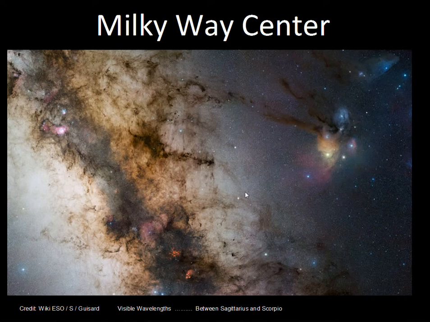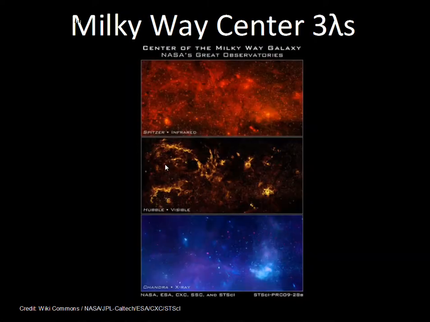In visible light, here's a photograph showing this region, between the constellation of Sagittarius and the constellation of Scorpius over here. Lots of dust in evidence here. We're looking in the plane of the Milky Way galaxy, and these black clouds are dust that's obscuring the light, causing extinction of the light from the more distant stars behind them.